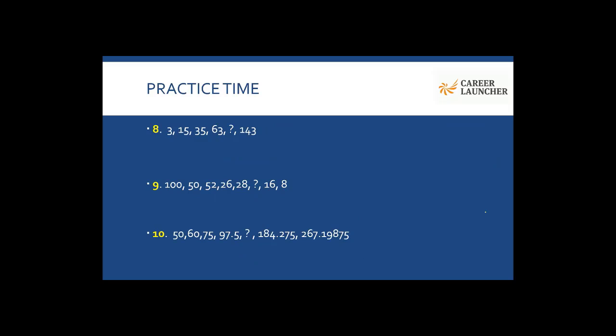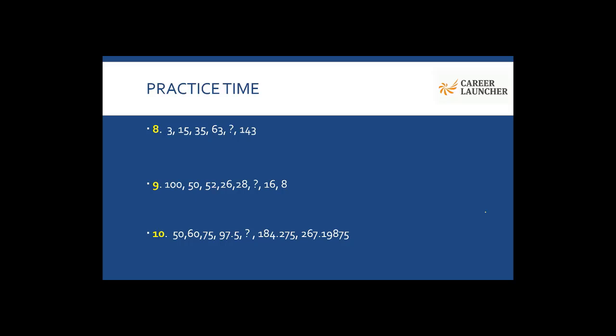Another one, 3, 15, 35, 63. Then I need another new number and then 143. Now if we check the difference, then I cannot see there's a trend of a constant term being added here. Also I cannot see a trend of constant term being multiplied here.